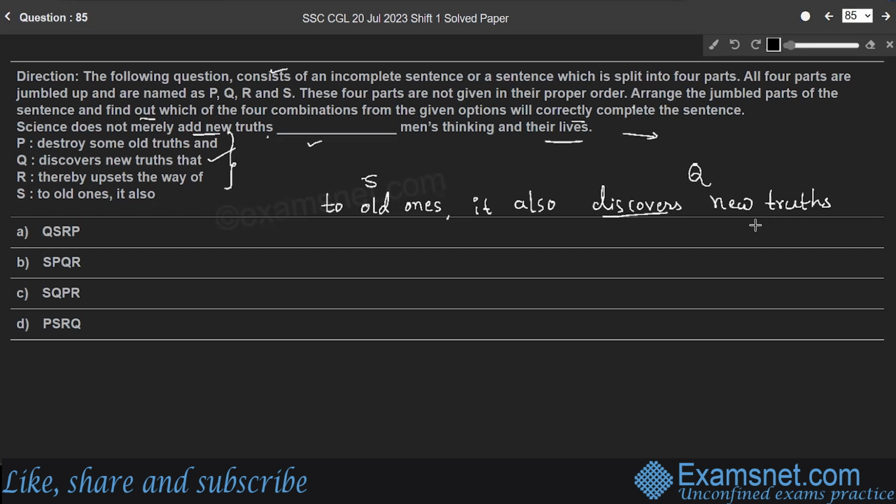Then there is a word that. Here is a conjunction, new truths that destroy some old truths. Here new truths destroy old truths. Therefore, there is a conjunction that which connects destroy some old truths. New truths that destroy some old truths.